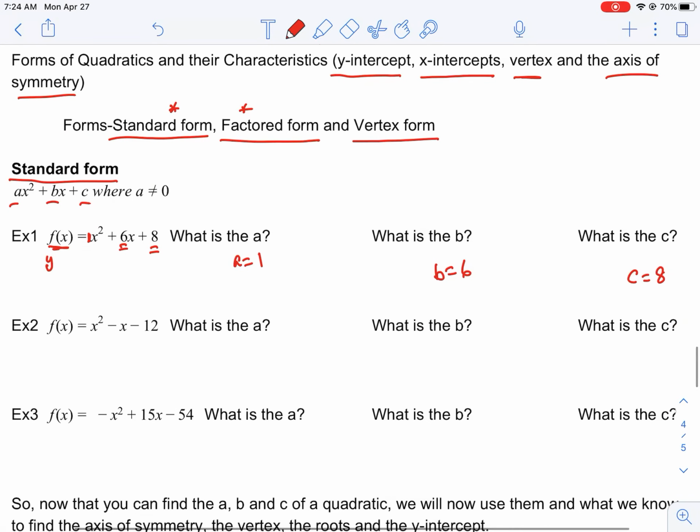Not too hard, right? We got that down. So we move to the second one. Again, the a value, the number being multiplied by the x squared, is not there, so a equals 1. In this case, for b there's nothing there, so it's 1, but because it's being subtracted, b is negative 1. And then the c is 12, but because the 12 is being subtracted, it's negative 12.